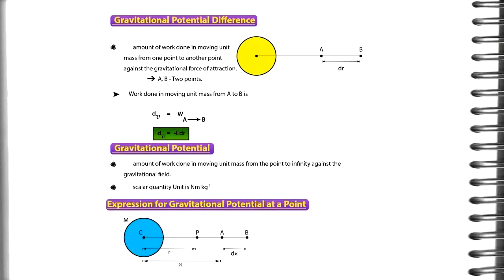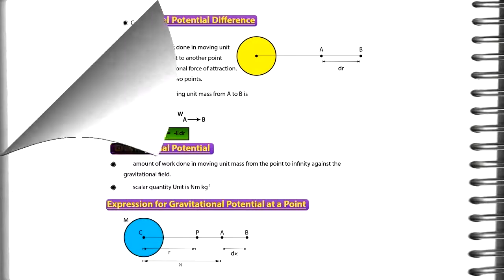Next, gravitational potential. It is nothing but amount of work done in moving unit mass from the point to infinity against the gravitational field. It is a scalar quantity. Its unit is Newton meter per kilogram. Next topic is expression for gravitational potential at a point. You can see the diagram which indicates everything.